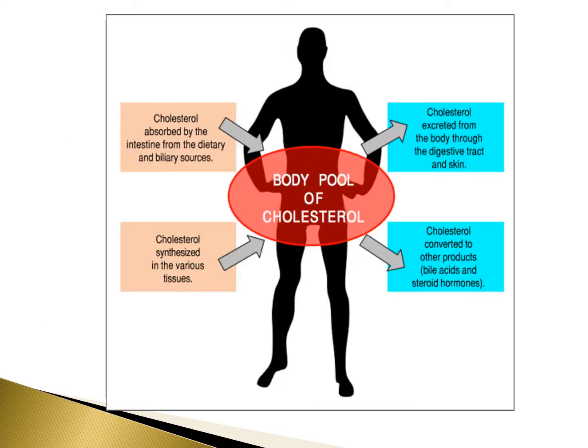This is the body pool of cholesterol. That is the cholesterol cycle in our body. Cholesterol can be obtained in our body through two mechanisms. The first one is that cholesterol can be absorbed from our diet by the intestine. Then second, cholesterol can be biosynthesized in our liver. These are the two sources of cholesterol in our body.